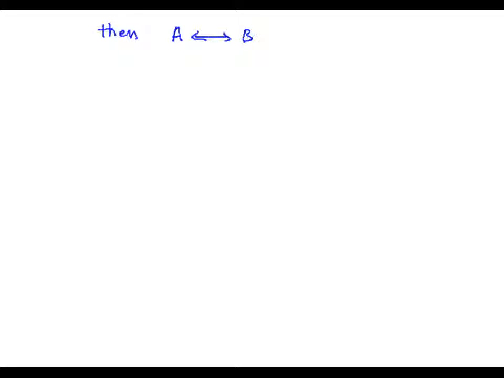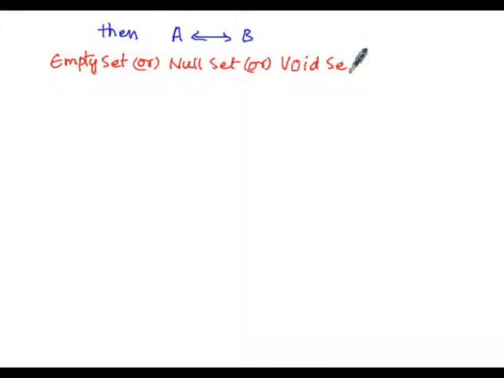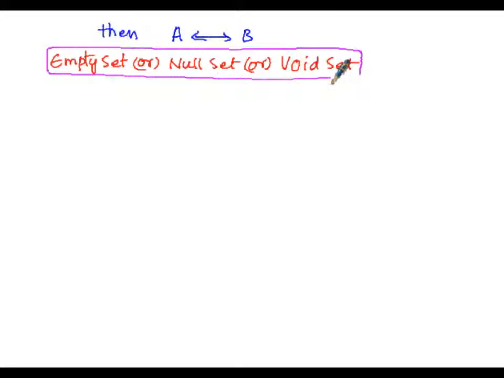Now coming to the next definition, that is the empty set, or in other words the null set, or in other words it can also be called the void set. An empty set, or the null set, or the void set: a set consisting of no elements in it will be called an empty set.